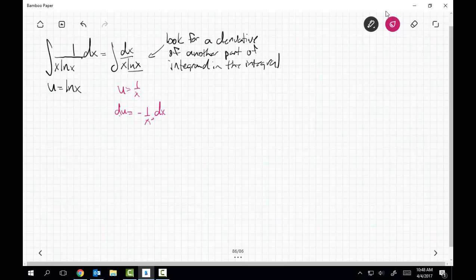Now look what I would have to do. If I want to account for everything, this 1 over x would account for this part right here, but then I would have to account for dx. dx would equal negative x squared du. Wait, what? This is already confusing. And then I still haven't accounted for the natural log of x.